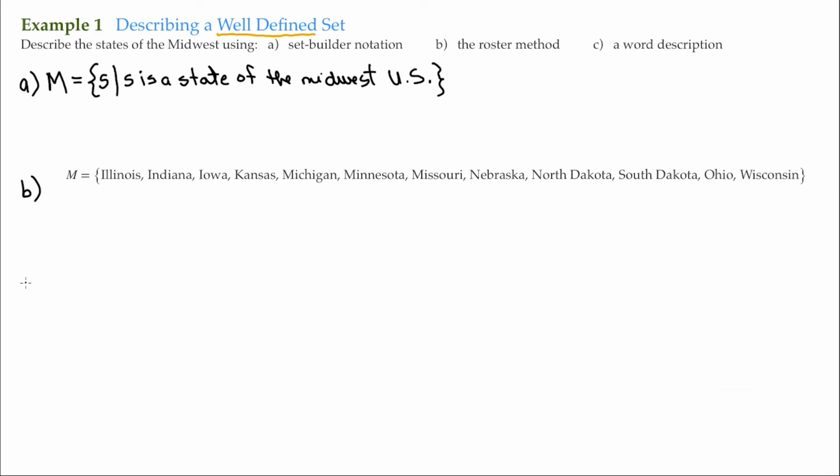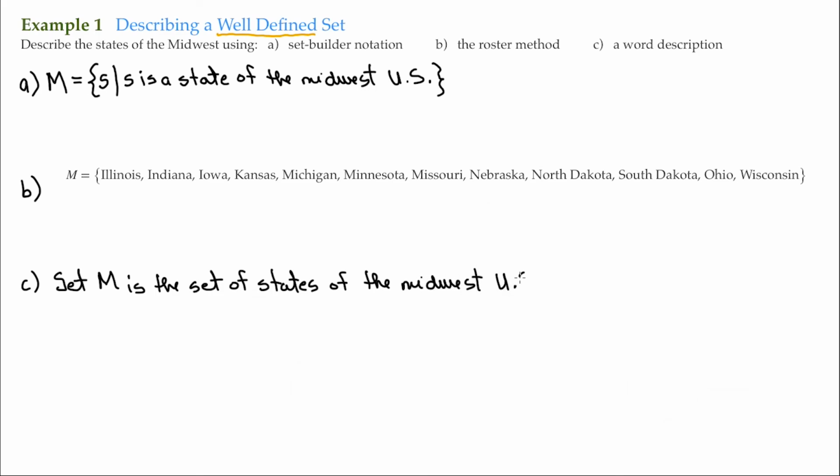And then finally, C, which is a word description. We're just going to use a word description to describe the set. So we'll go ahead and we'll say set M is the set of states of the Midwest, United States. And there we have it.